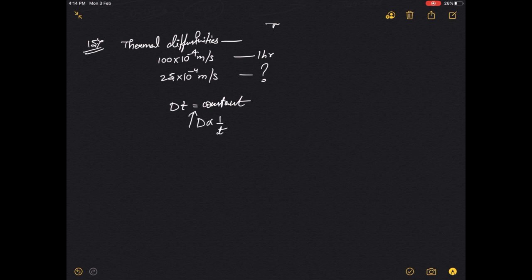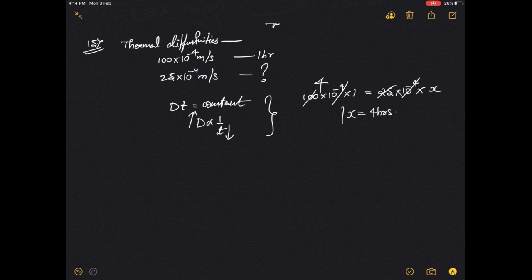If the diffusion rate is more, the required time for diffusion is less. Using this simple concept, 100 into 10 power minus 4 into 1 hour equals 25 into 10 power minus 4 into x hours. Solving for x, I get x equal to 4 hours.